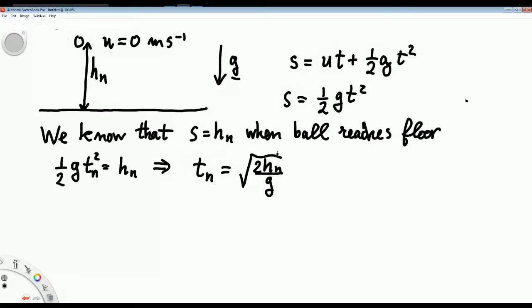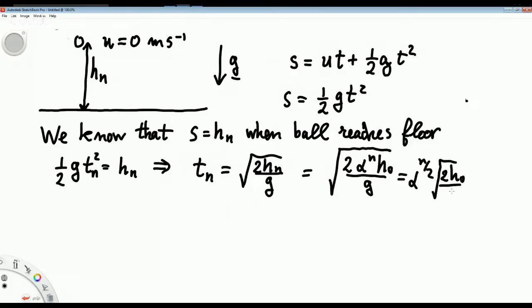But let's now remember what we knew about Hn. Hn is given by alpha to the n times h0. So we end up with this formula. And let's pull the alpha out of this square root. So I end up with just alpha to the n over 2 times square root 2h0 over g.